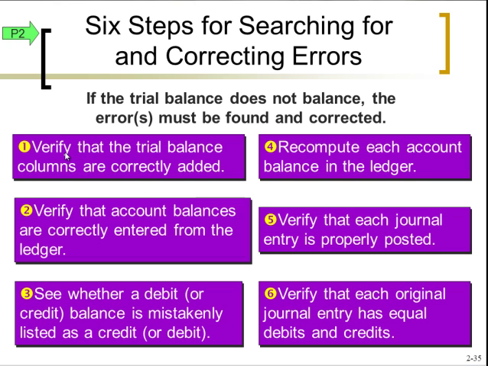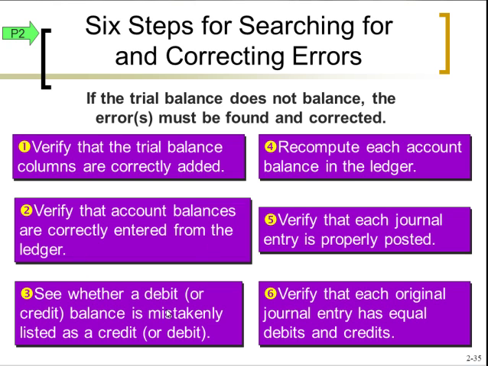So first of all, if you have an error, verify that the trial balance columns are correctly added. Maybe you just made a mathematical mistake when you calculated the total of the trial balance columns. If that's not the issue, verify that the account balances are correctly entered from the ledger. Did you pull them over properly, or did you maybe transpose some numbers? If that's still not the problem, see whether maybe you pulled them into the wrong side. Maybe the dollar amounts are right, but they're on the wrong side. You put a debit on the credit side or vice versa.